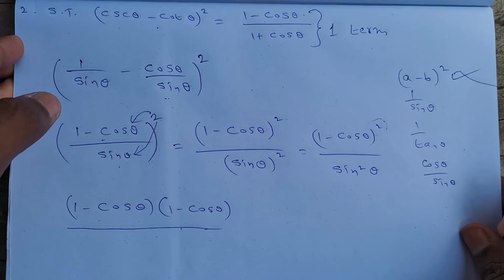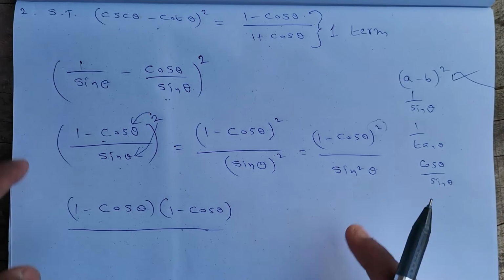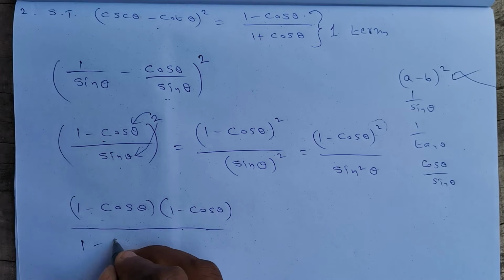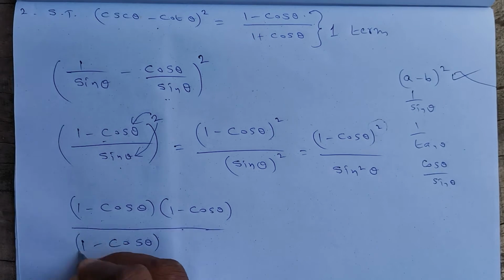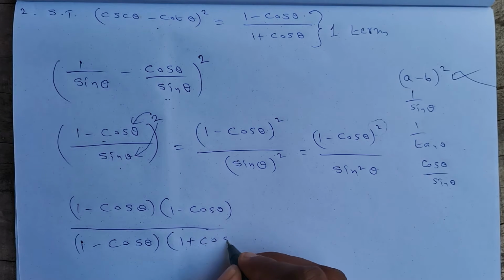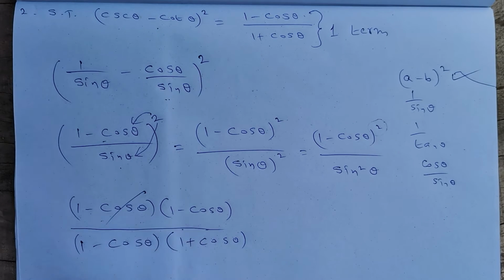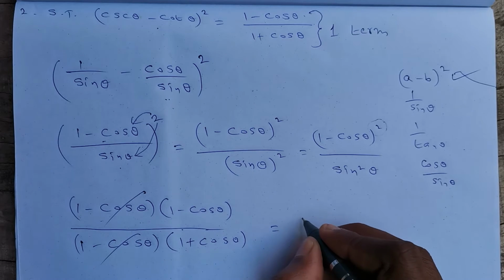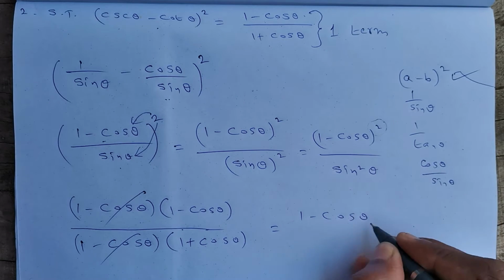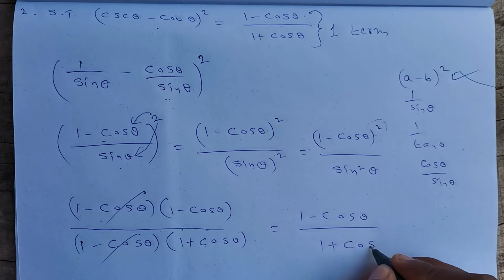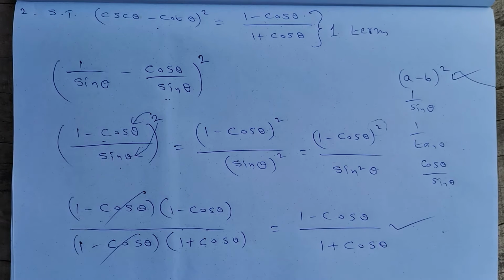Here in the place of sin square theta, I am going to write (1 minus cos theta) into (1 plus cos theta). Here 1 minus cos theta in both will get cancelled, so we remain with 1 minus cos theta whole divided by 1 plus cos theta, hence proved.